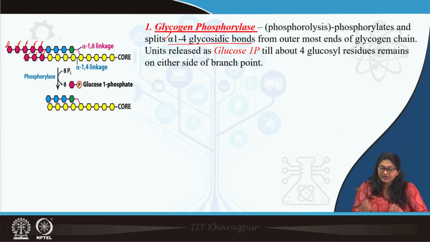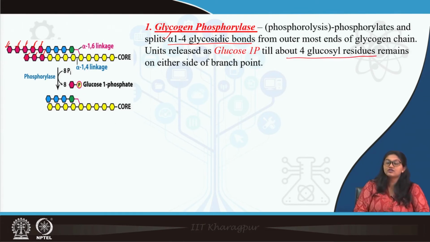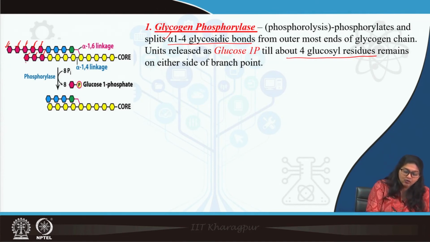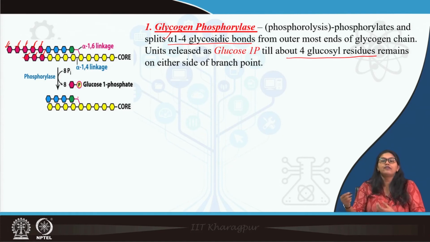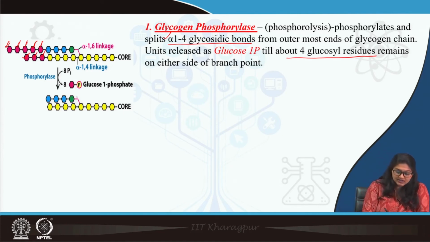This continues till about 4 glucose residues remain on either side of the branch. So, basically one by one release of glucose is there in the form of glucose 1-phosphate, until this splitting occurs, and there are 4 glucose residues present on both sides of the chain.